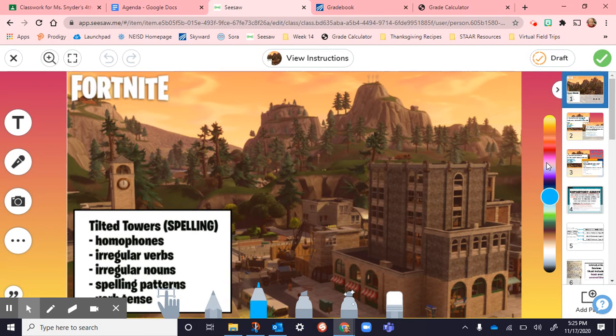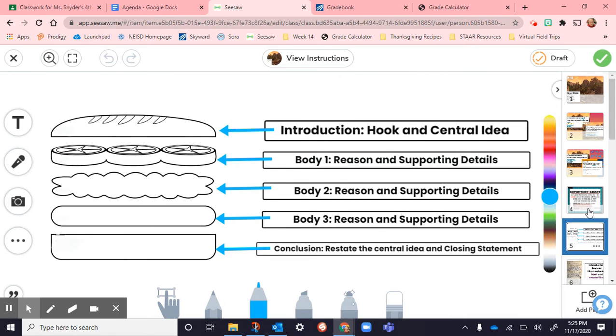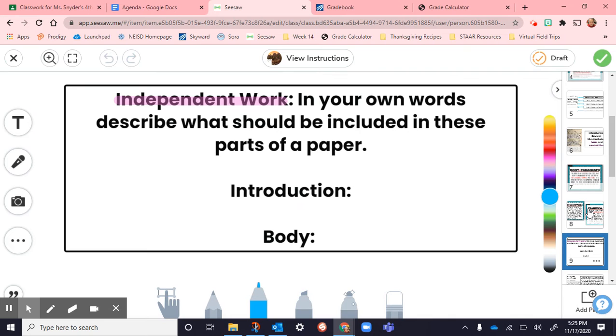All right. So we reviewed what is in an expository essay. So we went back over the introduction, the body, and the conclusion. And so we reviewed some of these pages here that we talked about yesterday.